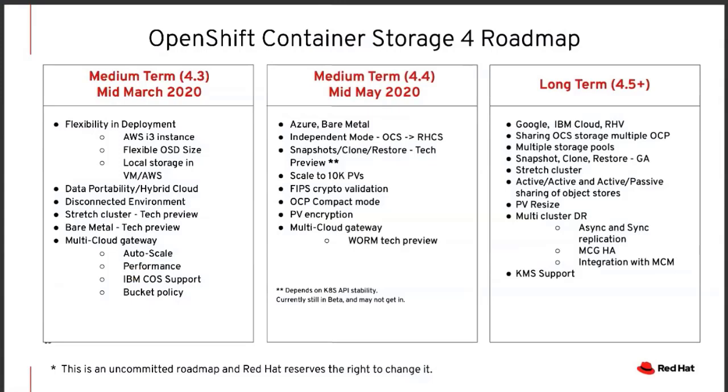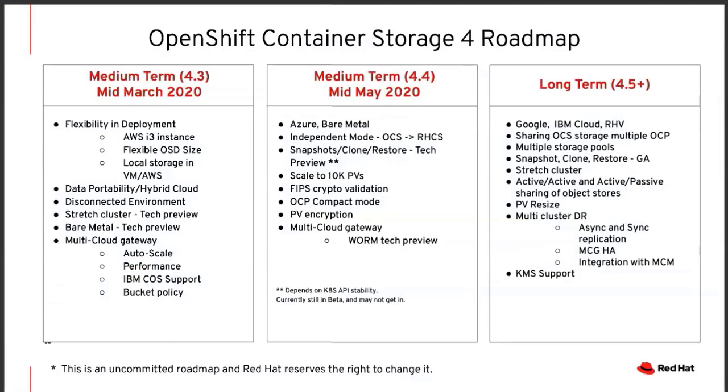OCP compact mode is a special use case where you run on 3 master nodes that contain a whole bunch of functionality for specific use cases. That's named compact mode. PV encryption, so that's encryption of persistent volumes. Multi-cloud gateway, WORM tech preview. That means that WORM is write once, read many: you write your data once, it will not change afterwards, and this is new functionality coming along.